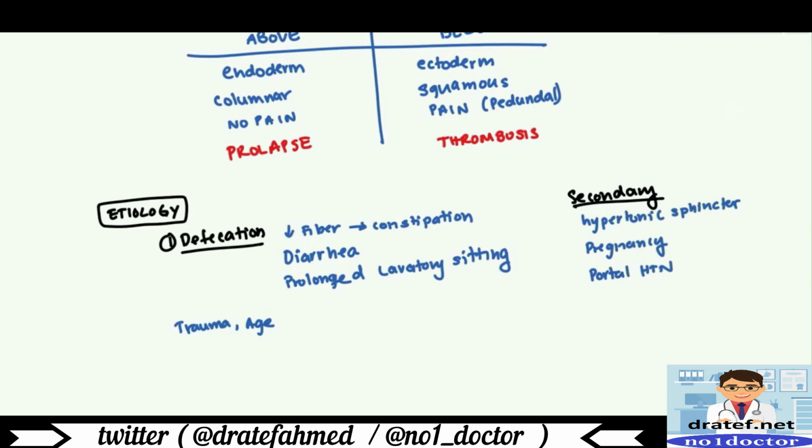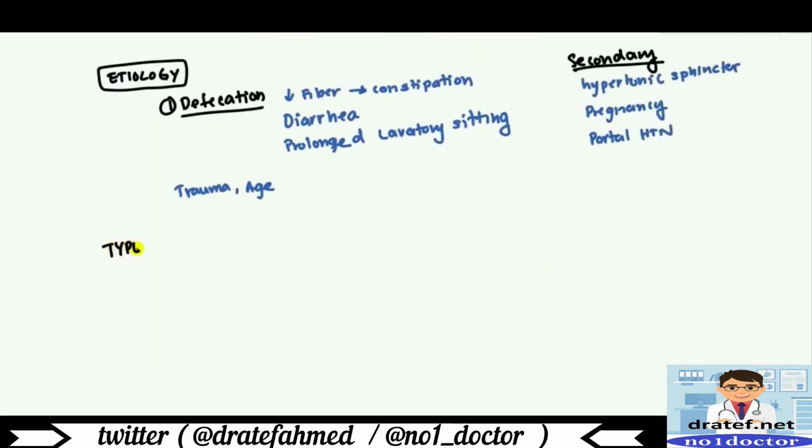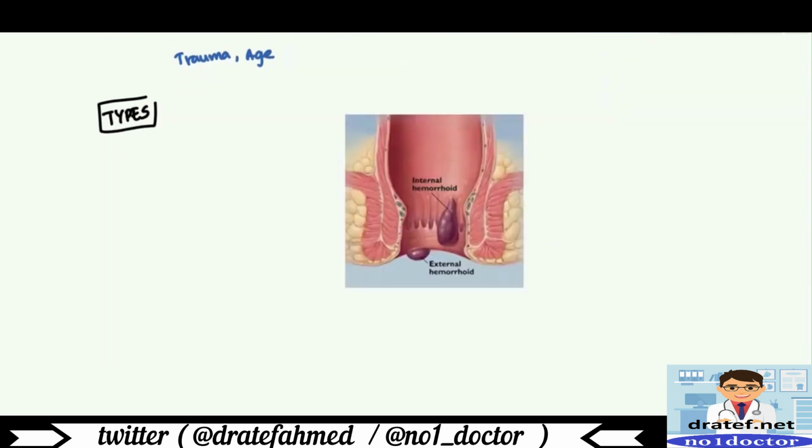Now we can go back into different types, and when we're talking about types, I've already alluded to it earlier. So here, let's take a diagram. As you can see, here's the pectinate line, and hemorrhoids that are above the pectinate line, such as this one here, are going to be internal hemorrhoids. Below the pectinate line and outside the anal canal are your external hemorrhoids. So that's how they're divided.